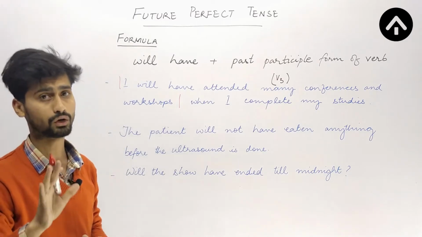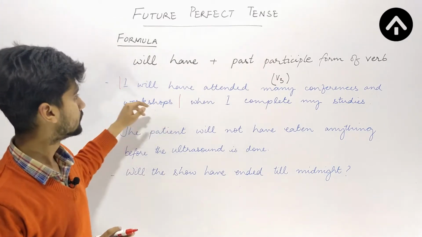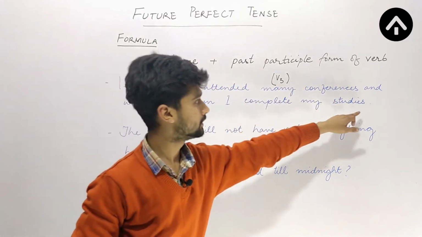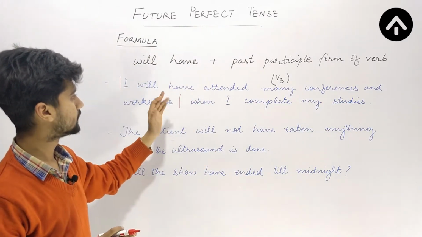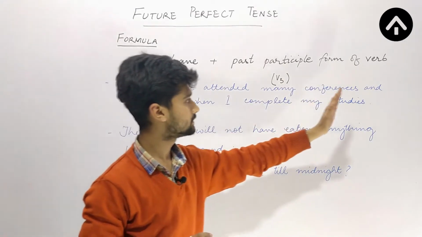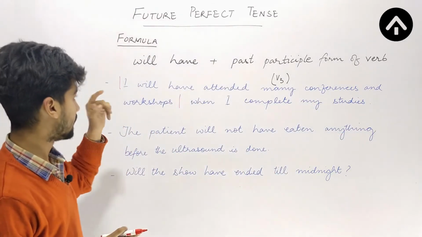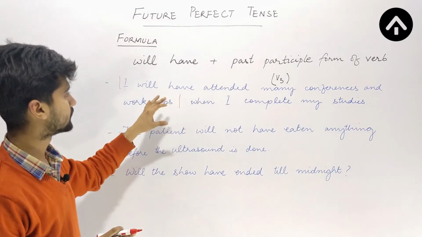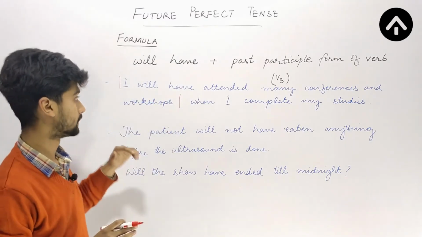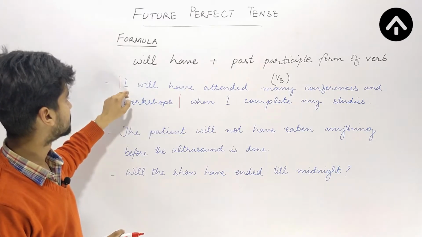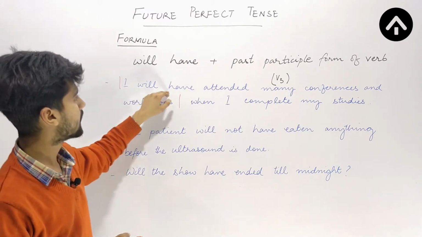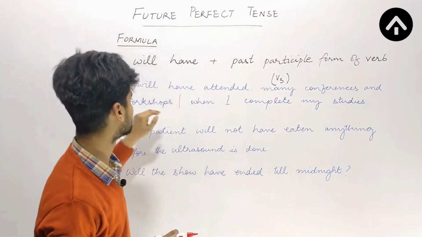Actually, there are two different clauses in this sentence. The sentence starts from here and ends here. The first clause begins from here and ends here. The second clause begins from "when" and ends at "studies". Both of these clauses together make one sentence. The first clause is the main clause, the principal clause. It says, I will have attended many conferences and workshops.